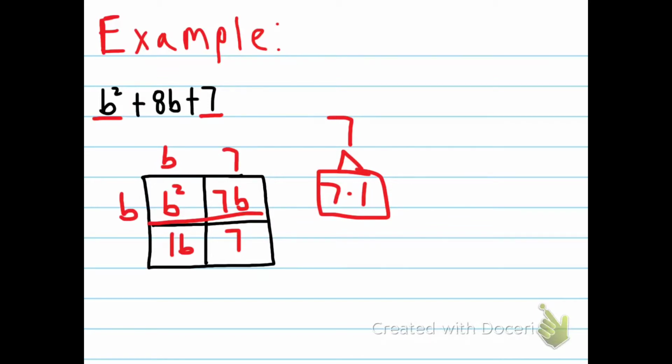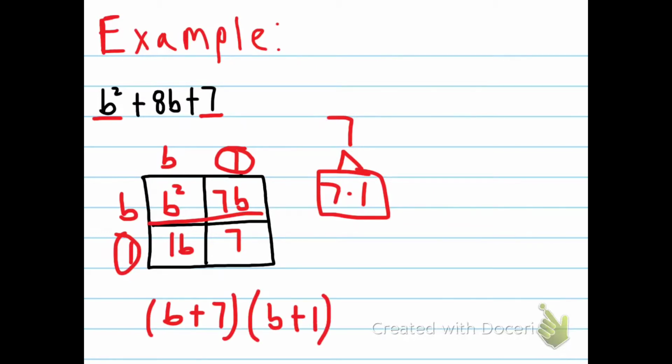So then now for the bottom one, it's 1, right? Because it's only a b. And then you check right here, 7 times 1 does equal 7, so you know that's it. And so now your answer is b plus 7, because you can see across the top, and then b plus 1. So that's your answer. That's what you get after you factored this trinomial.